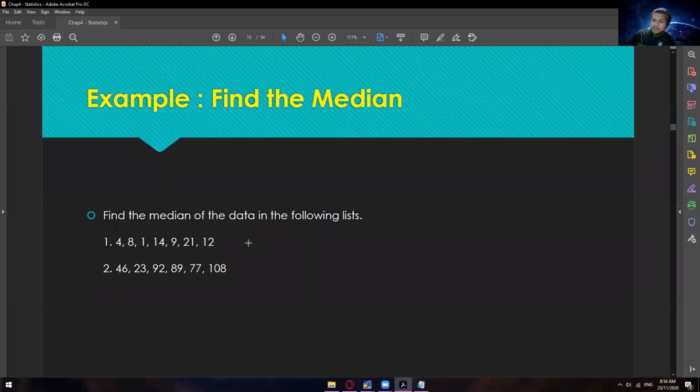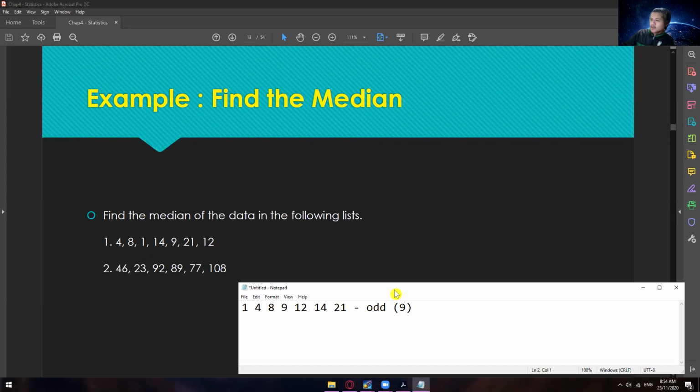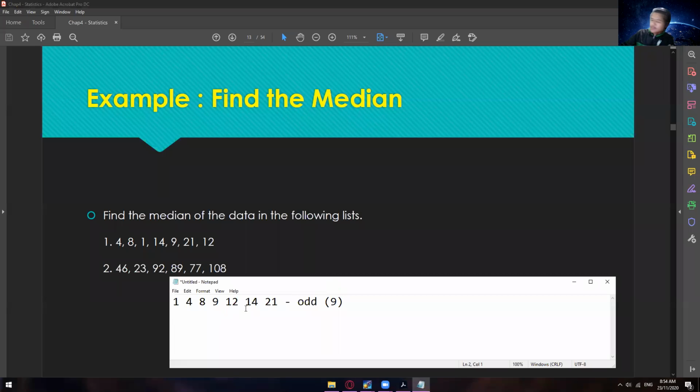Alright, so before we continue with example number 2, I think there are really no questions from you. Anyway, here's the solution for number 2.